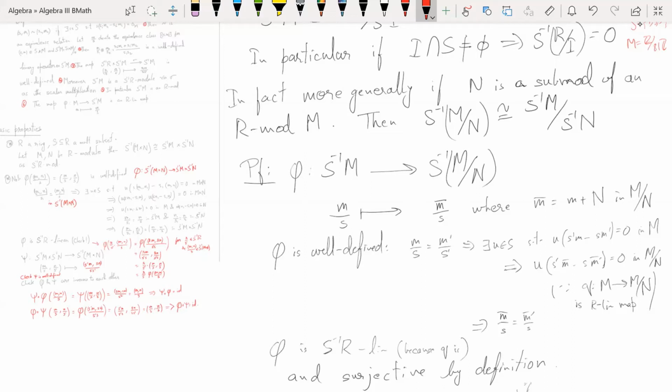Okay, so what you do is define this map phi from S inverse M to S inverse M mod N by this natural map. So M over S, you send it to M bar over S, where M bar is the image of the quotient map from M to M mod N. So M bar is M plus N.